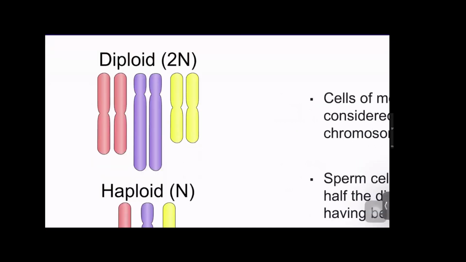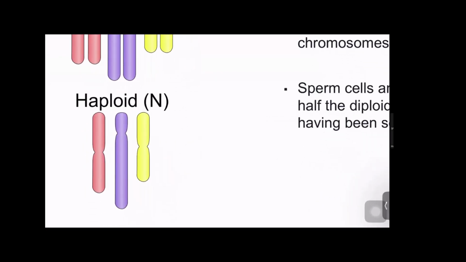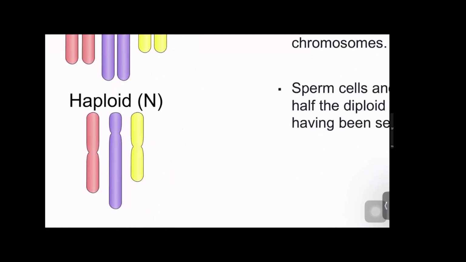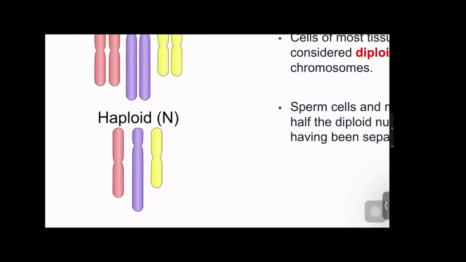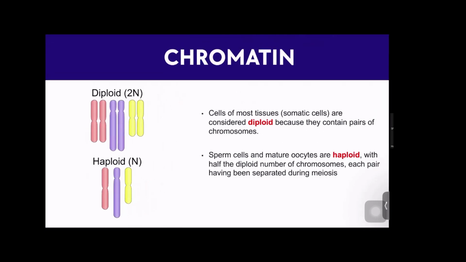So itong haploid naman, class, has only one set of chromosomes. So it is half the number of your diploid cell. Examples of that one are your gametes, your sperm and egg cells. So haploid cells are produced through meiosis to ensure that when a sperm and the egg unite during fertilization, the resulting zygote has the correct diploid number, which is 46 chromosomes.